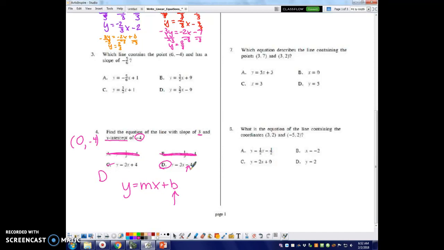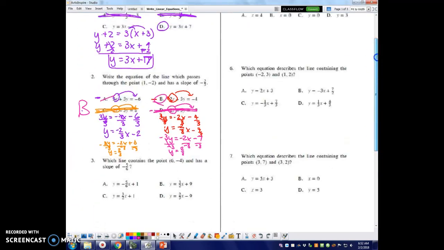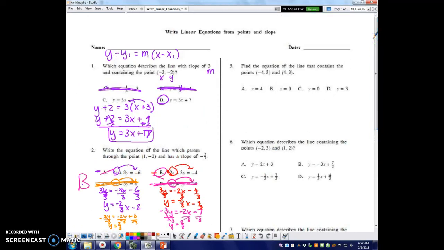Okay, so let's go to number 5. Number 5. Find the equation of a line that contains these 2 points. Okay, stat. Type those into stat. Remember that this is x and y, and x and y. Type those into stat.